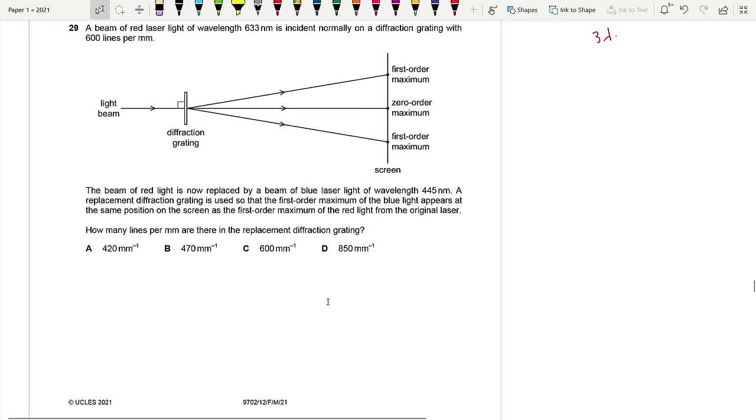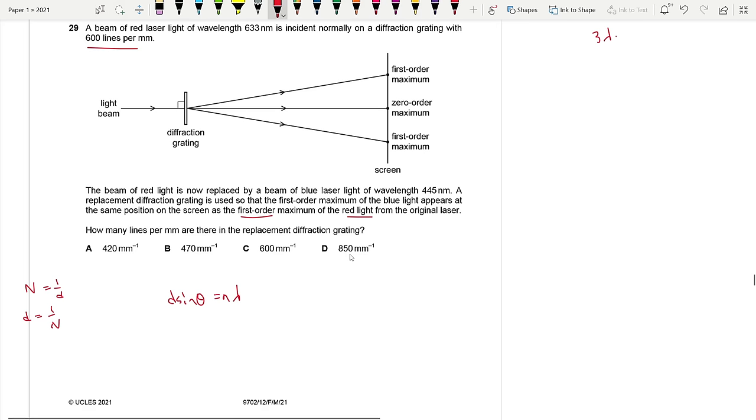A beam of red laser light of wavelength 630 nanometers is incident normally on a diffraction grating of 600 lines per millimeter. The beam of red light is now replaced by a beam of blue light of wavelength 445. A replacement diffraction grating is used, so that the first order maximum of the blue light appears at the same position on the screen as the first order maximum of the red light. Interesting. So d sin theta is equal to n lambda, and d is equal to 1 by capital N. Clear?